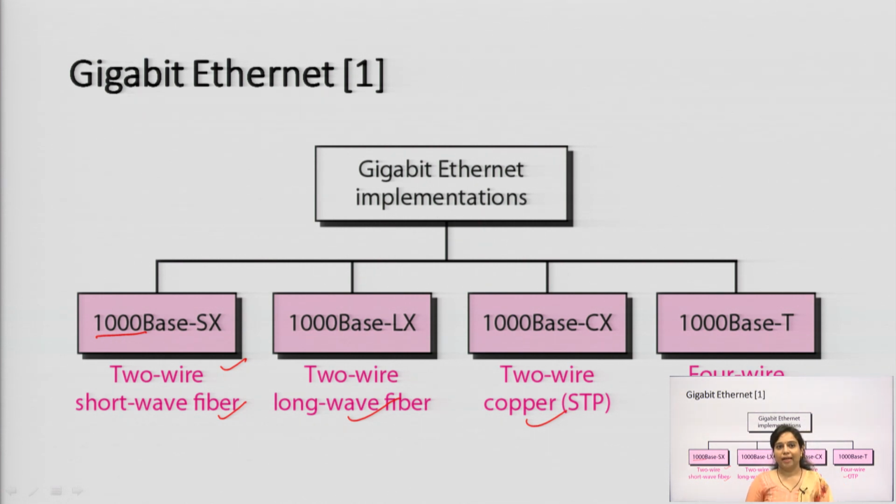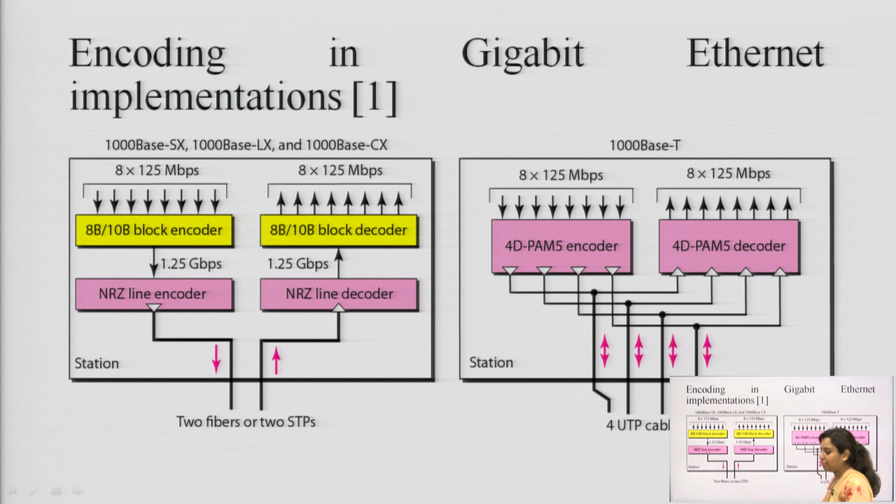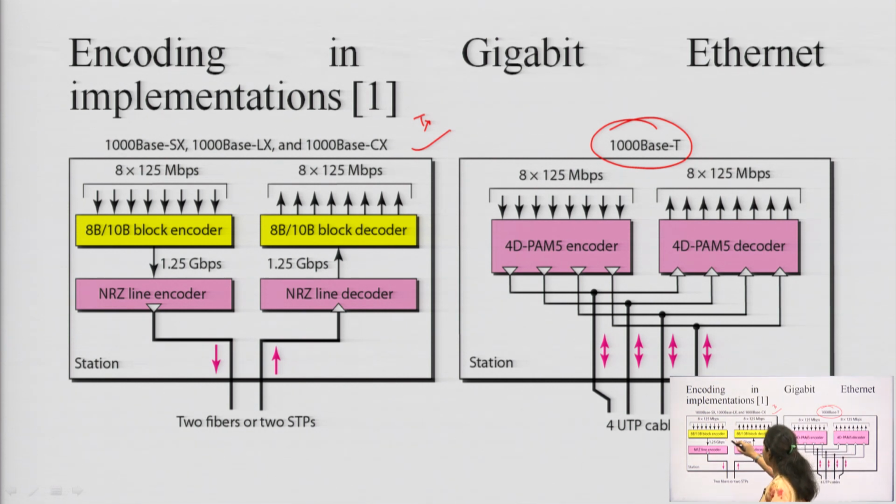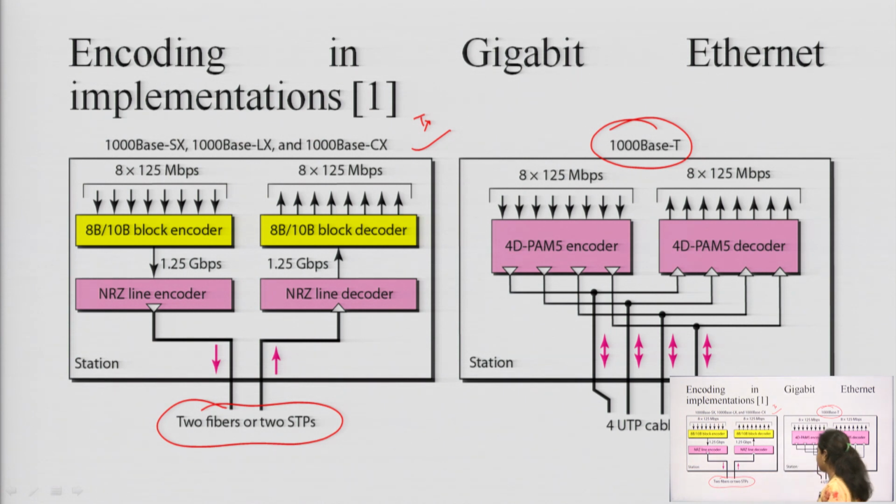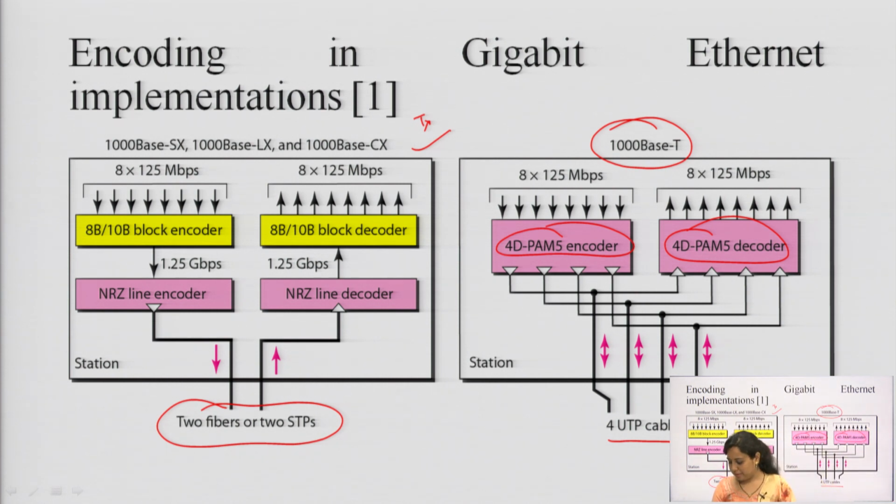In this case, it is using 1 gigabit per second connectivity. This is encoding in Gigabit Ethernet implementation. You can see there are 3 different options available at the transmitter side. This is the first case, and this is the second case, which uses 1000 base T. You can see that this uses the block encoder at the transmitter side, and the same block encoder is used at the receiver side, and 2 fiber or 2 STPs are used at the station. The implementation is the same for this one, but it uses a different type of encoder, the 4D PAM5 encoder. It also uses the 4D PAM5 decoder, and it uses the 4 UTP cable. So, this is the encoding in Gigabit Ethernet implementation.